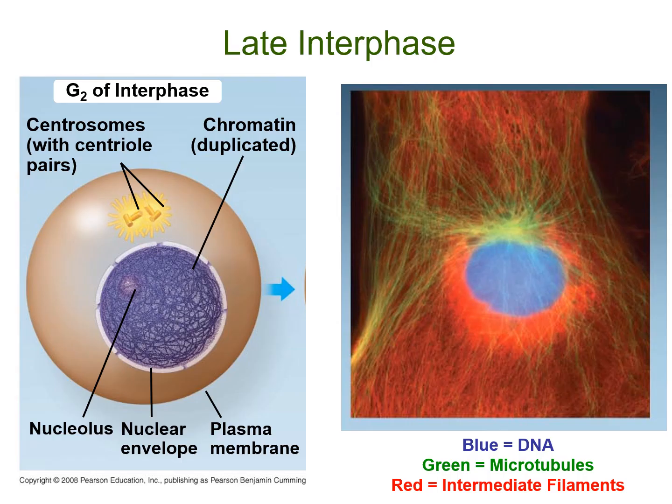So let's look at each of these stages in detail. And we'll start with late interphase, specifically G2 or gap 2 of interphase. So at this point, the cell has already completed the S phase, so DNA has already been replicated. The chromosomes are condensing, but they're not fully condensed yet, and they're not necessarily visible yet. They will be soon, though.